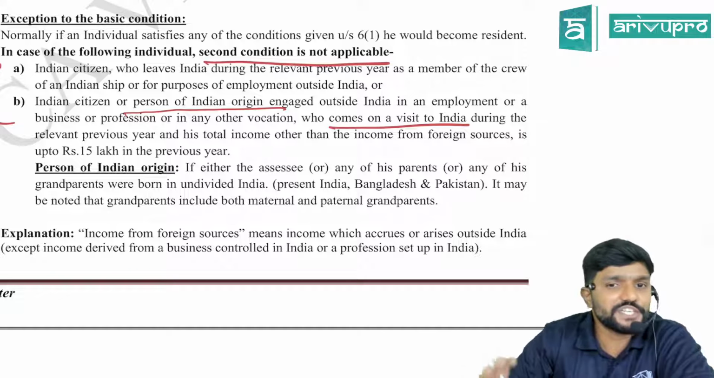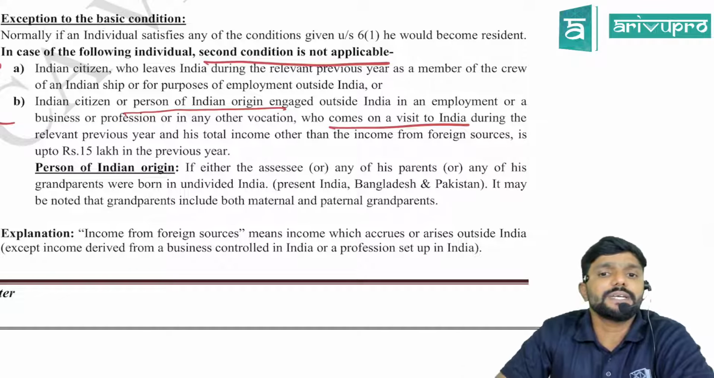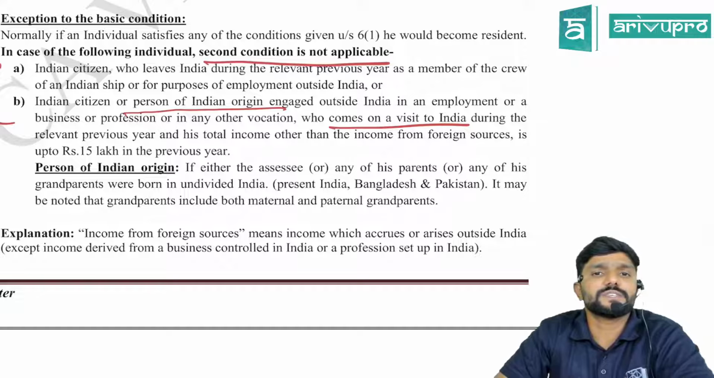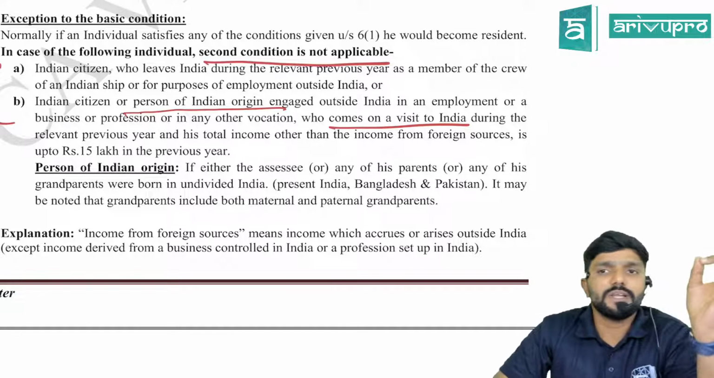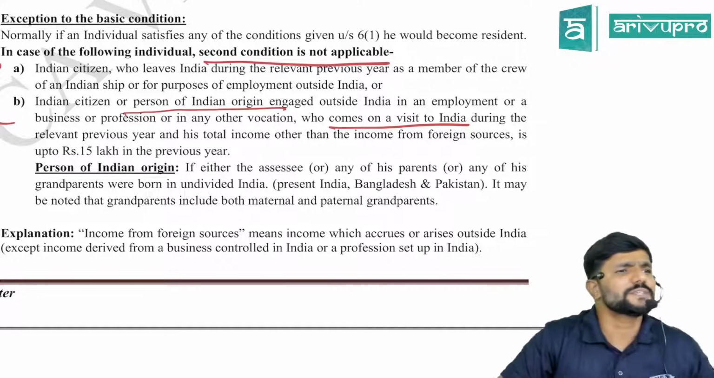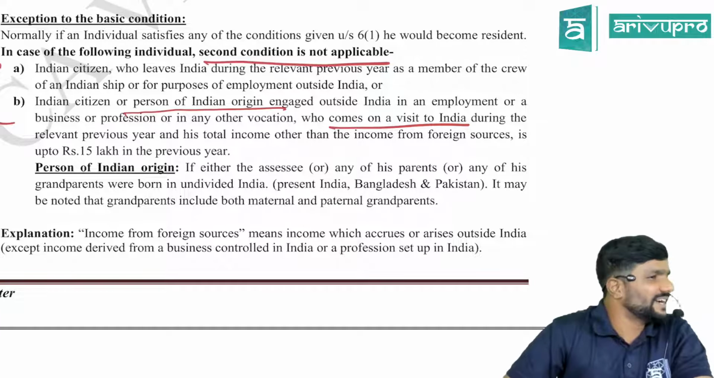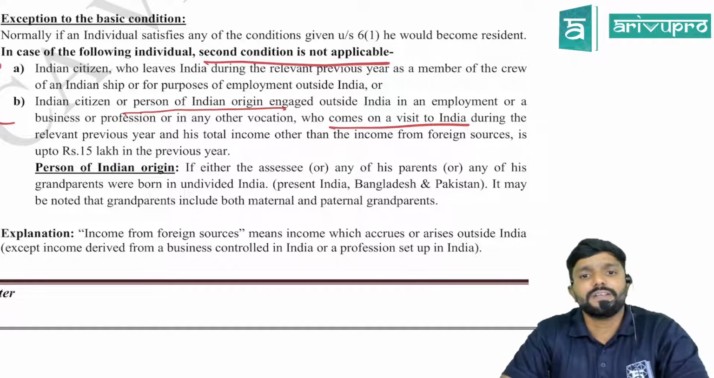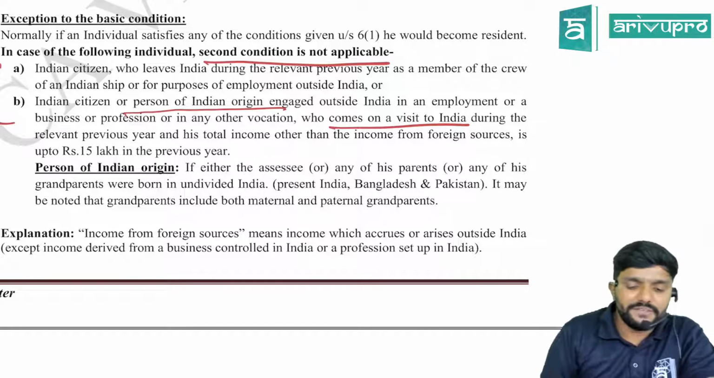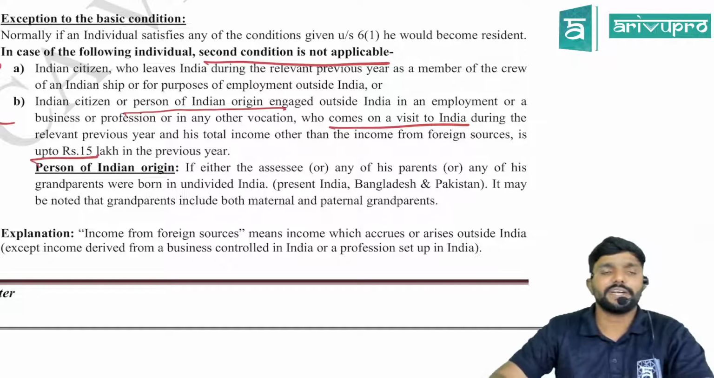Okay, still the continuation is there. And his total income other than the income from foreign sources, means which income? Indian income. Means income earned in India and received in India. Is up to how much? 15 lakh in the previous year. Come on guys, how many conditions are there?